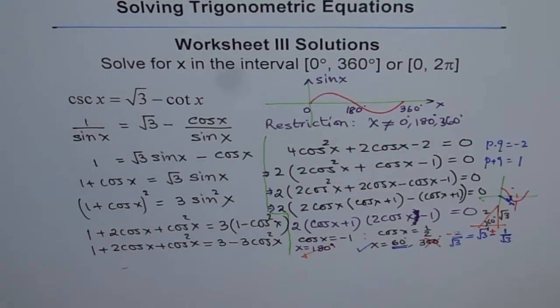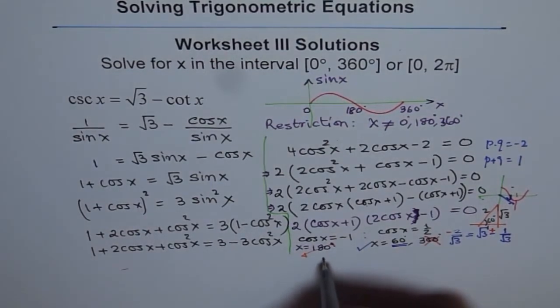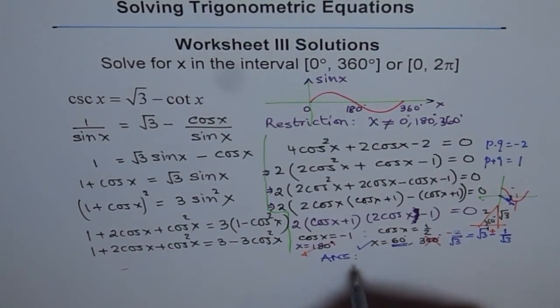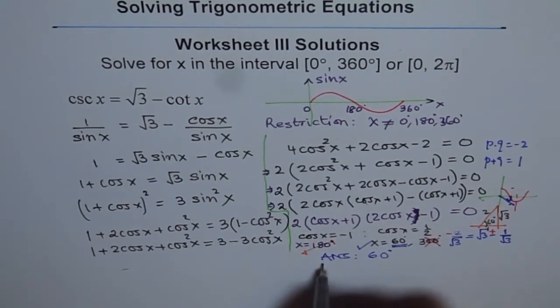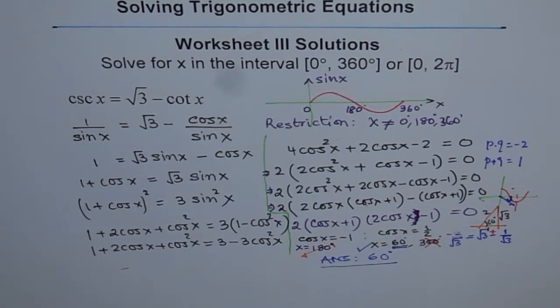So therefore, in this particular case, the only solution is, that means our answer for this is 60 degrees. Do you see that? That is the only valid answer for us, correct? So it is kind of important and necessary to check your result before writing the real solution, okay?